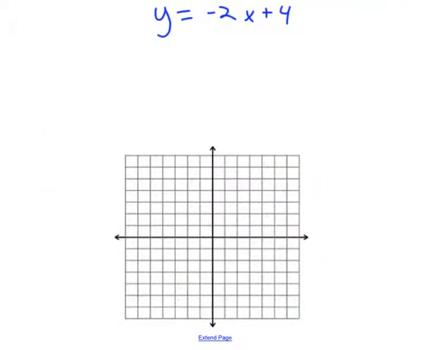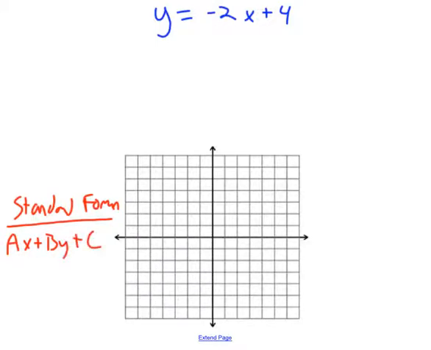Let's look at another situation you might run into. How about this? Y equals negative 2x plus 4. Now, is this in standard form? Let's remember, standard form, I'll write it down here. Standard form, if you have your notes, is ax plus by equals c. Let me write that a little more clearly.